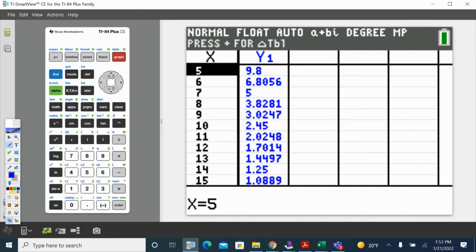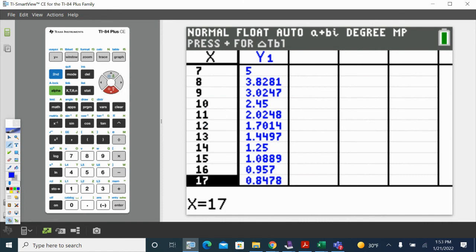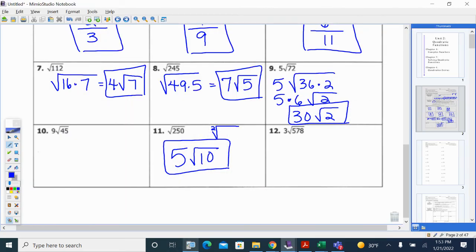Second graph brings up the table. Arrow down. It pops over. It drops below 1 here. The first number I come to in the y column that's a whole number is 5. 7 times the square root of 5 is our answer, and that's exactly what we came up with when we did it by hand.